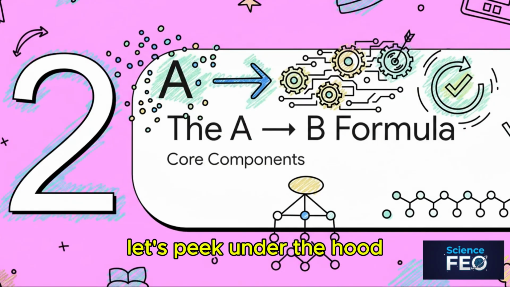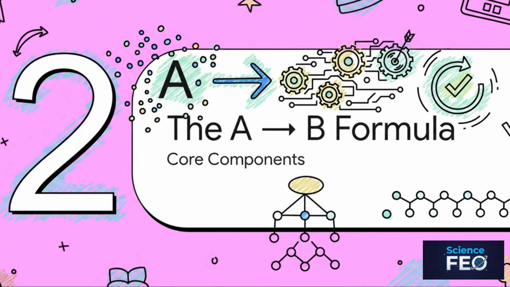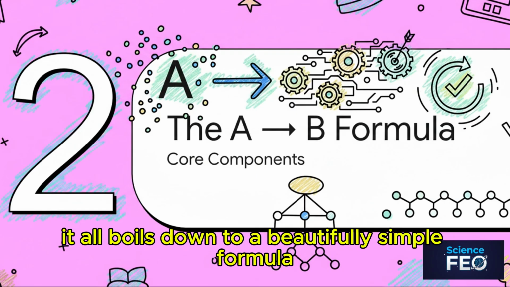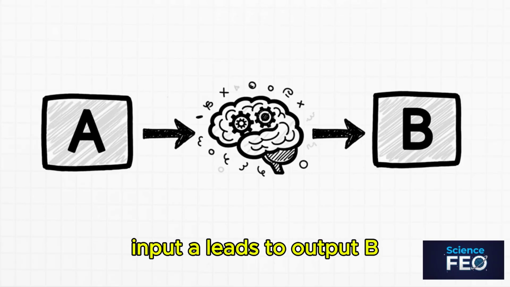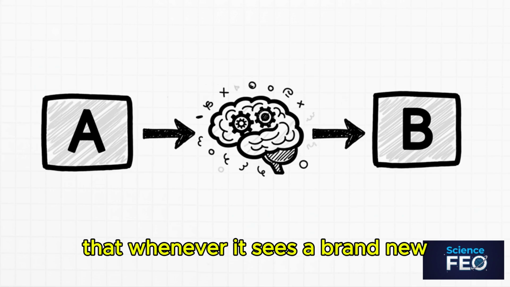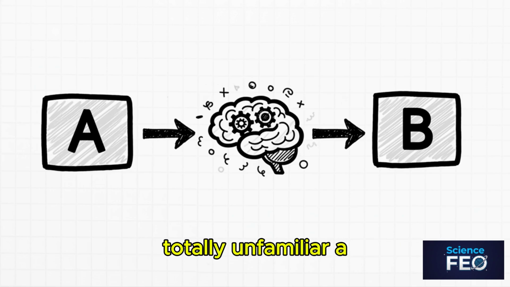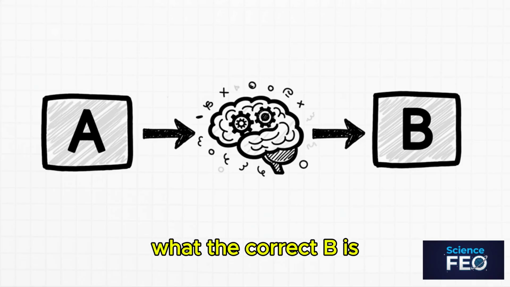Now let's peek under the hood at the core logic that makes this whole learning process tick. You'll be surprised to find out it all boils down to a beautifully simple formula. This is it. It all comes down to this. Input A leads to output B. The entire goal is to train the machine so well that whenever it sees a brand new, totally unfamiliar A, it can look at it and confidently predict what the correct B is going to be.